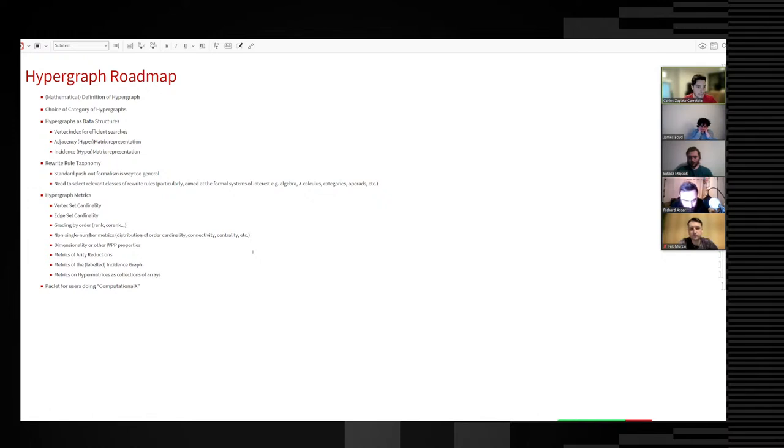And then basically there is this set of, I would say, three classes: edge cardinality, network-like metrics, and discrete geometry metrics, or Wolfram physics metrics. I think these are the three classes of metrics that are very reasonable to actually use in practice, and they're kind of ready to code immediately.